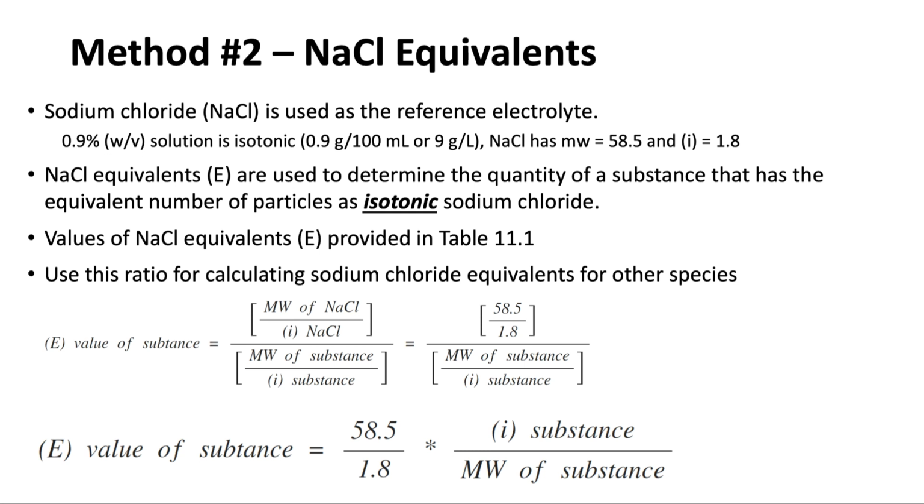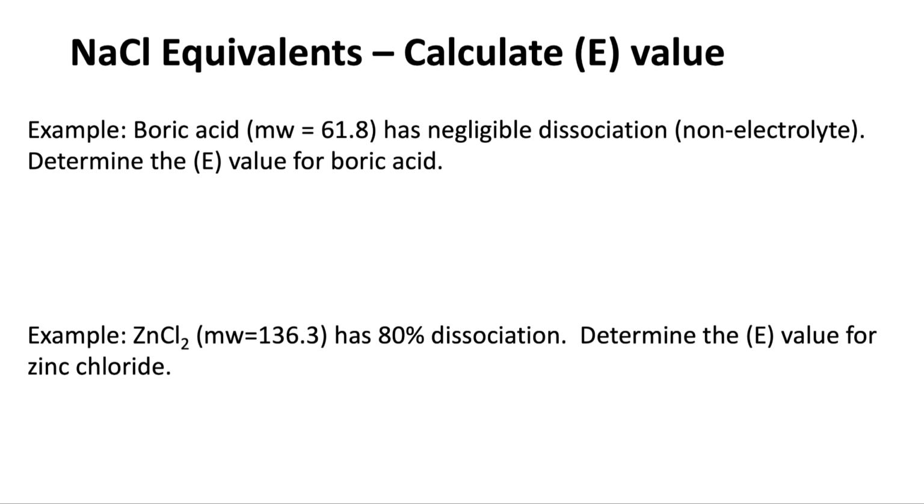And the derivation is above. And just so you know, 58.5 comes from the molecular weight, obviously, of sodium chloride, and 1.8 is its dissociation factor. And then you multiply it by the I of the substance divided by the molecular weight of the substance. And that's how, when you're all done, what you get is a value that represents the grams of sodium chloride equivalent to 1 gram of your drug. All right? So that's how you can do it. Let's just use that formula and see how it works.